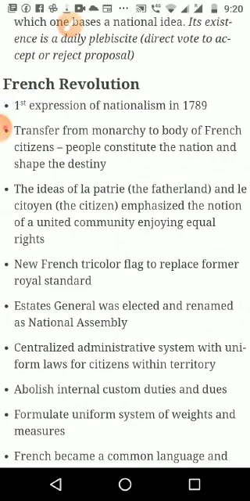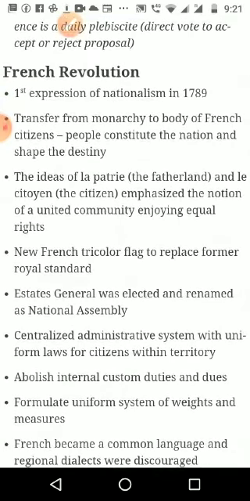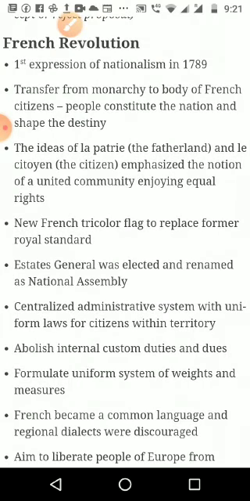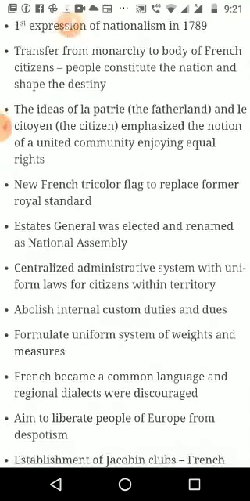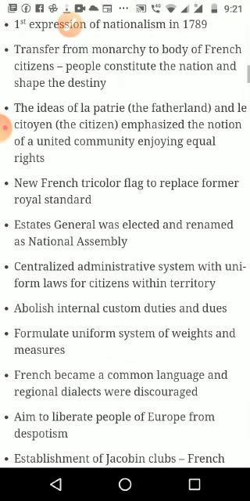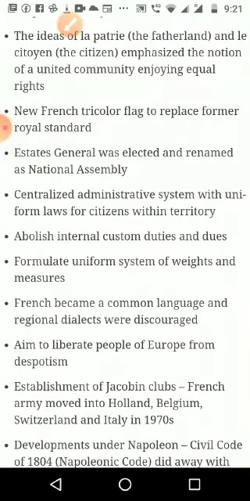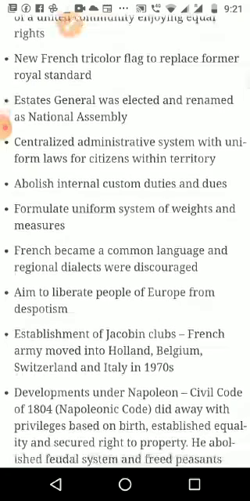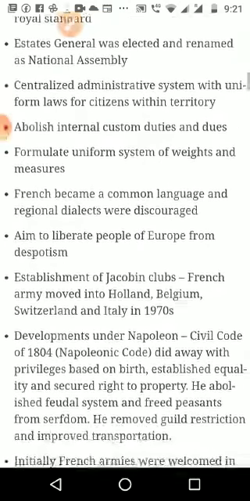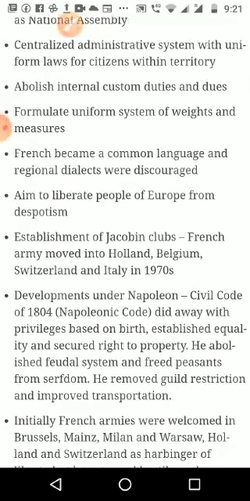The French Revolution of 1789 was the first expression of nationalism, transferring sovereignty from the monarchy to the body of French citizens. The people constitute a nation and shape its destiny. The ideas of la patrie, the fatherland, and le citoyen, the citizen, emphasized the nation as a united community enjoying equal rights. A new French tricolor flag replaced the former royal standard. The Estates General was elected and renamed the National Assembly. A centralized administrative system was set up with uniform laws for citizens within the territory.